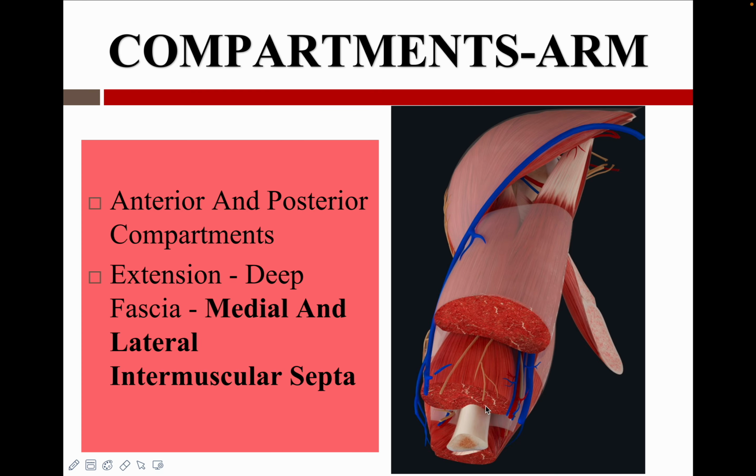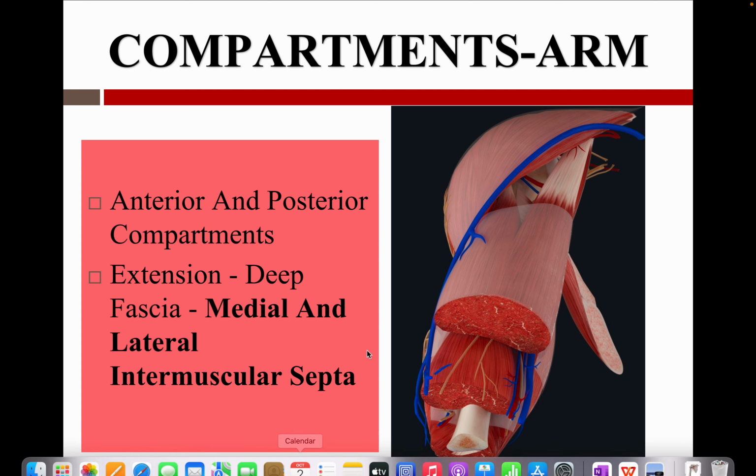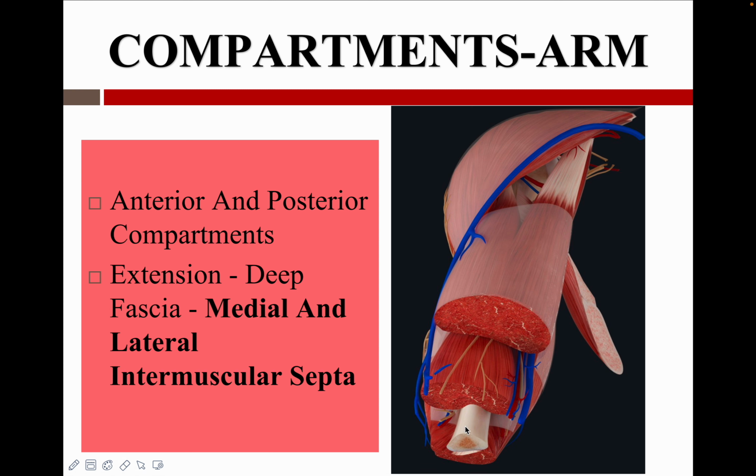So before we discuss the muscles, let's see a general structural framework of the arm. The arm is divisible into two compartments, an anterior compartment and a posterior compartment. These two compartments are separated from each other by an extension of the deep fascia, that is the medial and lateral intermuscular septa. You can see here in this figure, this is basically the humerus.